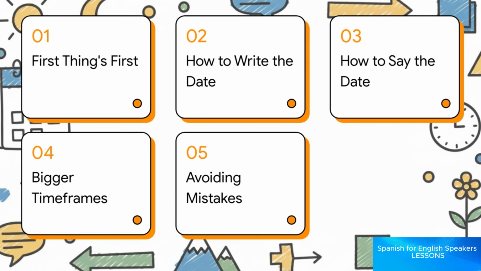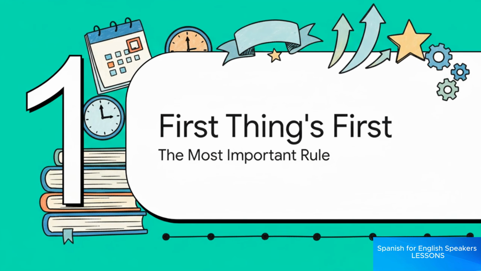Okay, so here's our roadmap for today. We'll start with the most important rule, order. Then we'll cover how to write the date, how to say it, think a little bigger about timeframes, and then we'll wrap up by making sure we avoid those common mistakes. All right, let's dive into section 1, first things first.